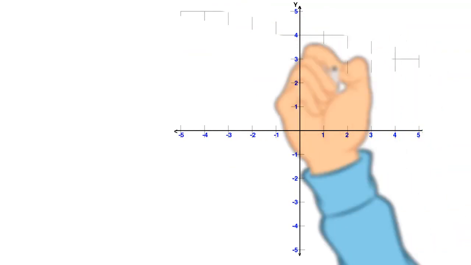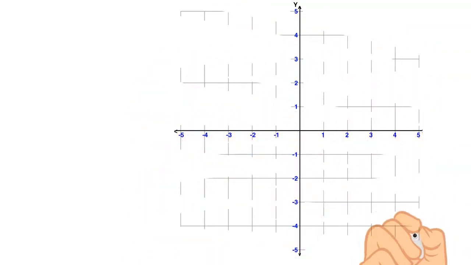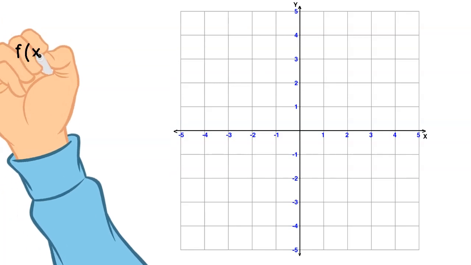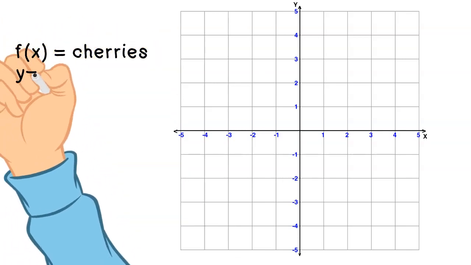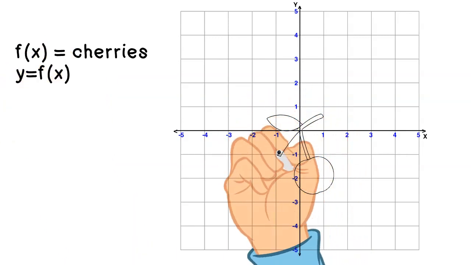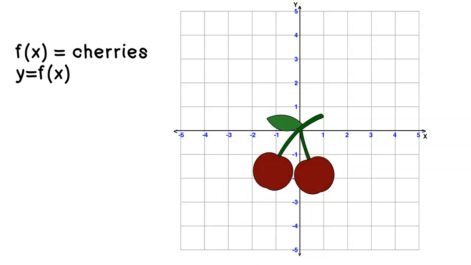To do this, we're going to need a graph. So let's draw a graph. And then we're going to start with a function. Let's start with a function called f of x, and that's going to be cherries. And so y equals f of x is cherries, and we're going to demonstrate that by having cherries on screen. I know it sounds weird to have a function called cherries, but cherries will demonstrate better what we're doing because you can see things flipped around or stretched much better.